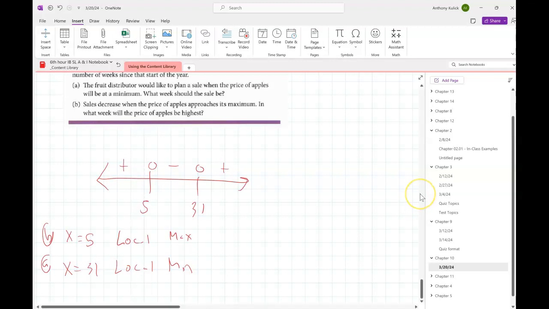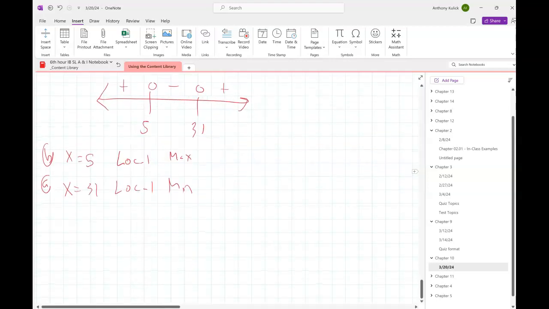What do you guys think? That's it for 10-1. Here's the bad news, though.